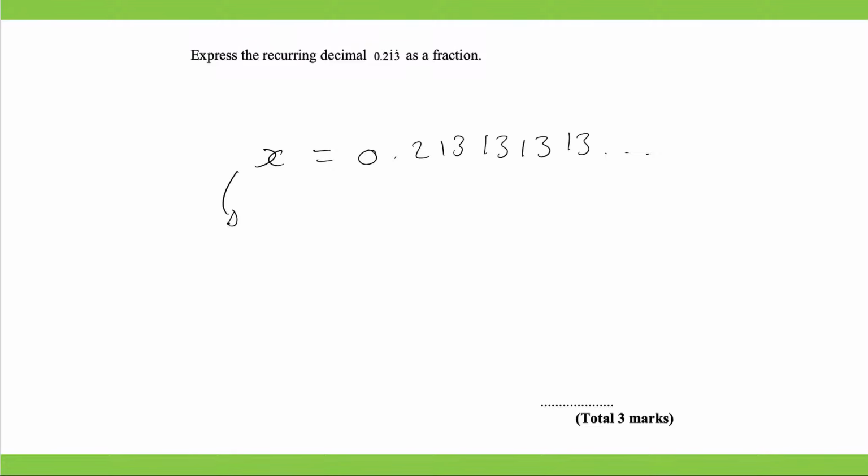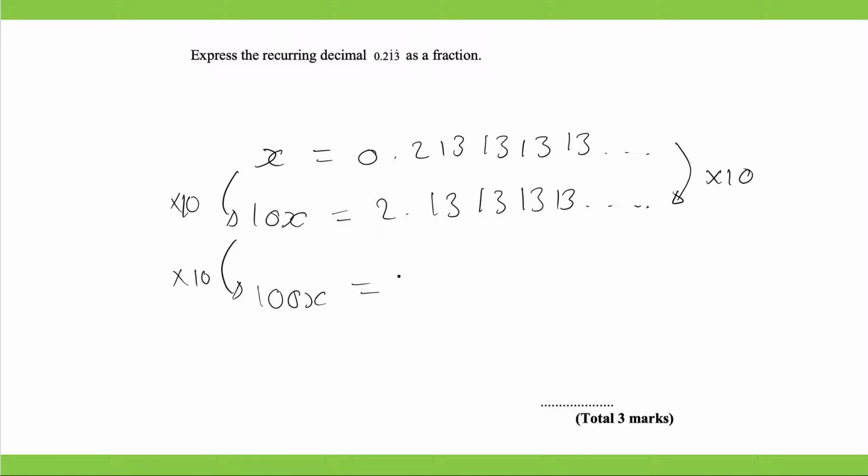Let's multiply this by 10, and we'll multiply this by 10 as well. Remember, we need to get rid of all the numbers after the decimal point. This would become 10x, and this would become 2.13131313 and so on. Now we multiply this again by 10, this would become 100x, and it would become 21.313131 and so on.